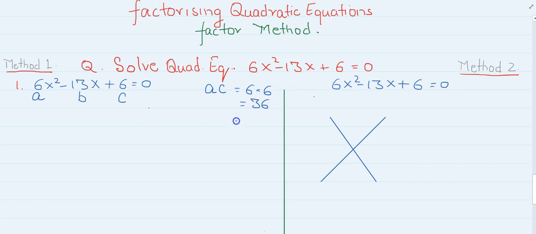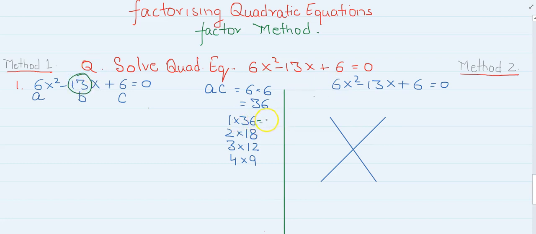Let's try to find the factors of 36. So the factors of 36 are 1 multiplied by 36, 2 multiplied by 18, 3 multiplied by 12, 4 multiplied by 9. Now what we are looking for is the number 13.